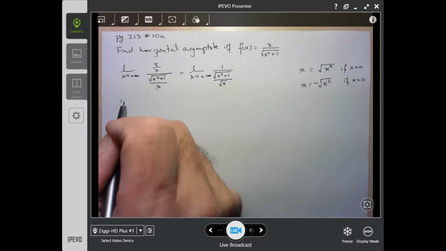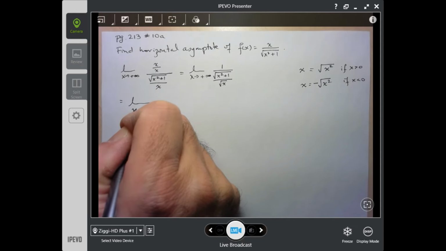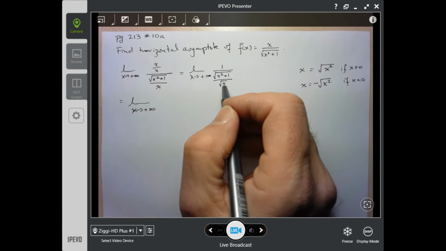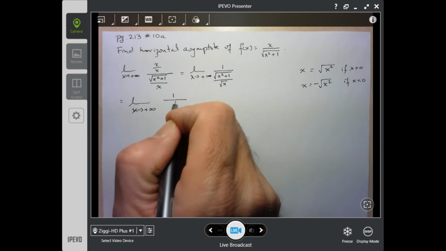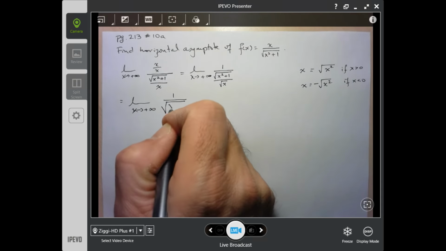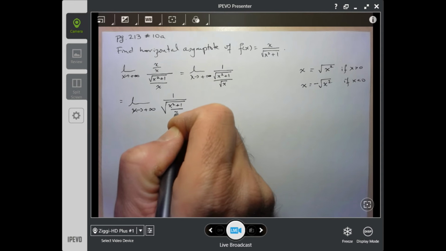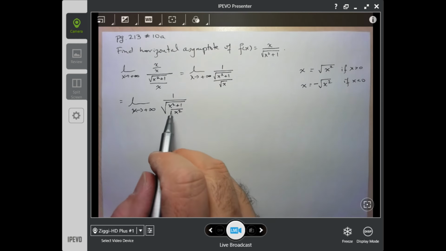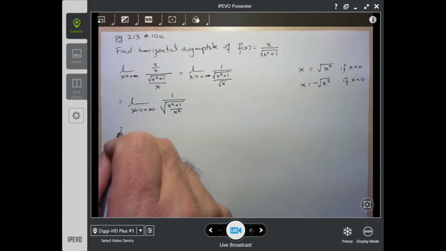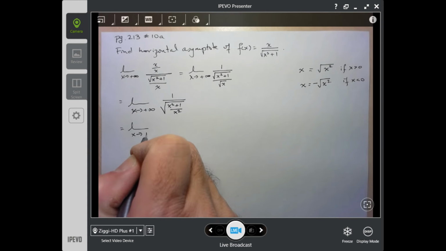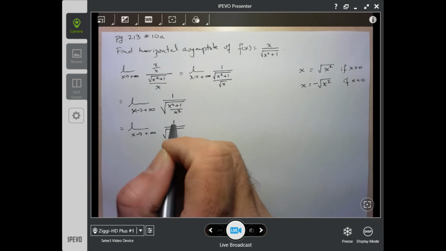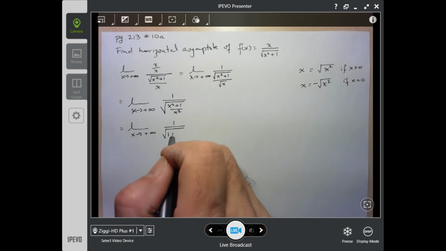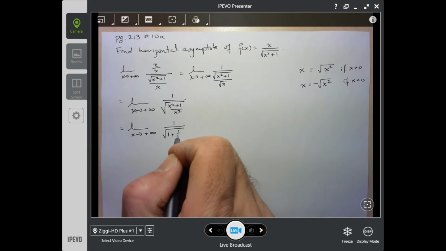Okay, and now we can use our rules for radicals to bring this under 1 square root. So this is 1 over the square root of x squared plus 1 over x squared. And now I can do my usual algebra. I can distribute the division. Limit as x approaches positive infinity of 1 over, and in the square root here, I'm going to have x squared over x squared, which is 1, plus 1 over x squared.